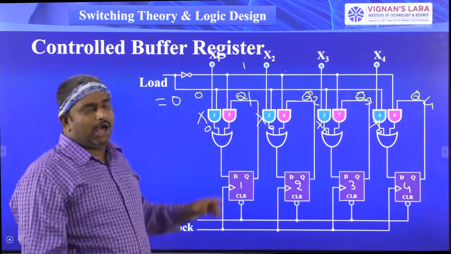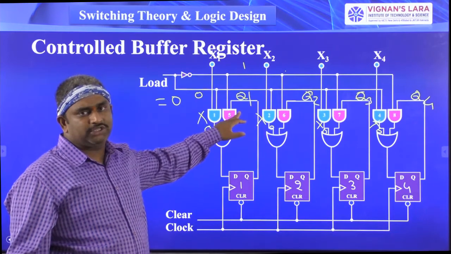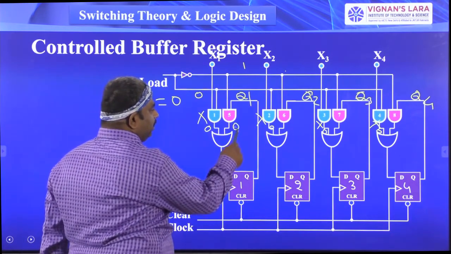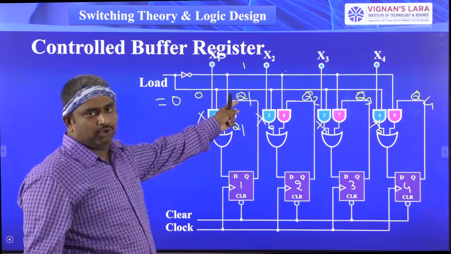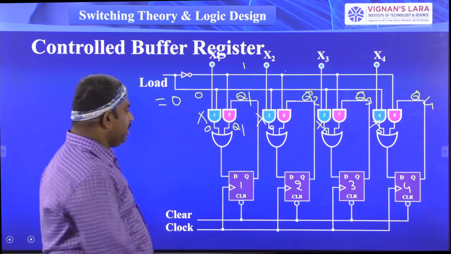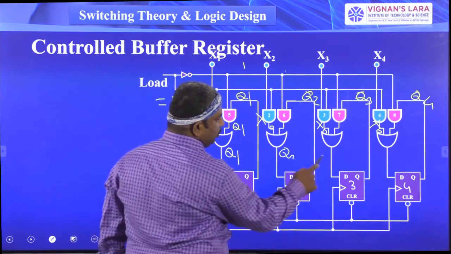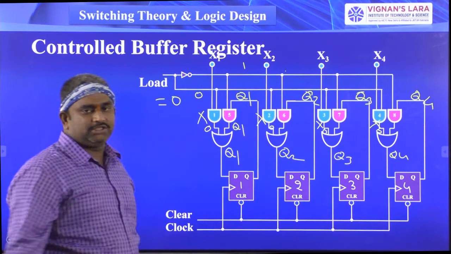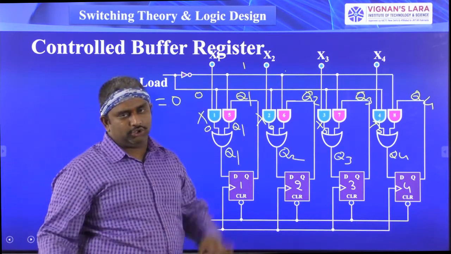Now if Q1 is equal to 0, the AND gate output is 0. If Q1 is equal to 1, the output is 1. So the output is equal to Q1, whether it is 0 or 1. If it is 0, output 0; if it is 1, output 1. So the OR gate outputs are Q1, Q2, Q3 and Q4. This is the load equal to 0 combination.